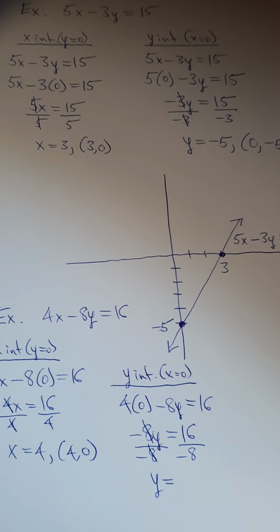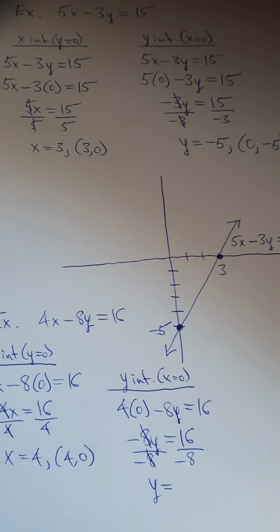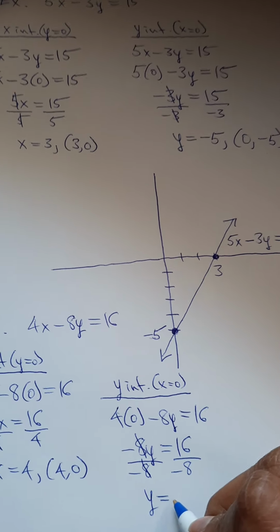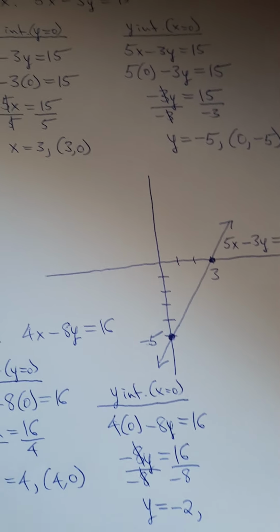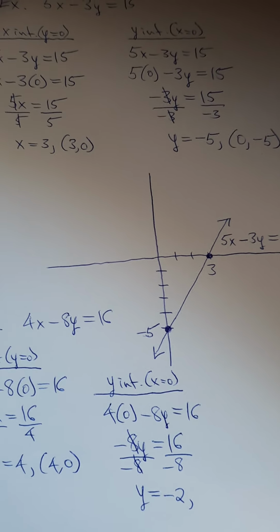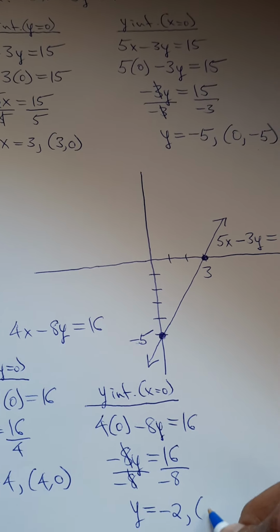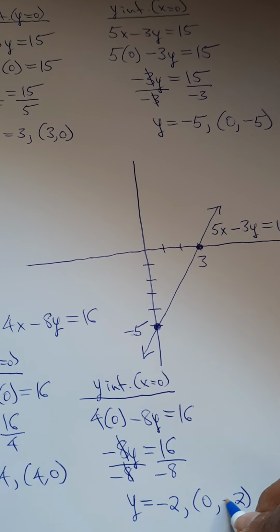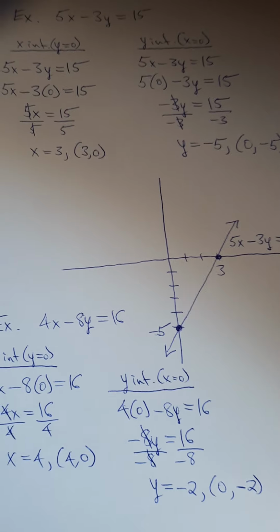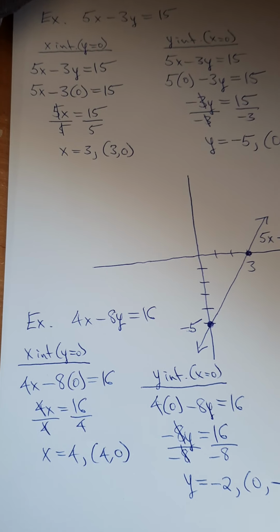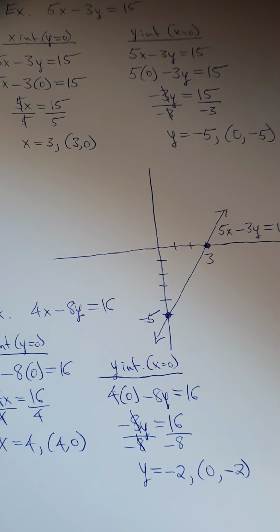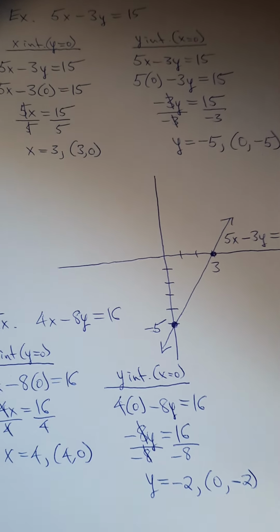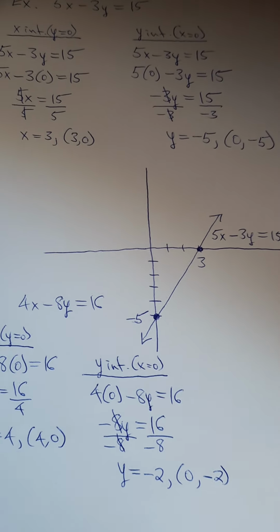What we're left with is 16 divided by negative 8, and this is equal to negative 2. Again, make sure you're writing it as a point. This is the y-intercept, so 0 and negative 2. Did everyone see that? So I have my x-intercept and my y-intercept right here, and we're going to graph it on this same graph here.